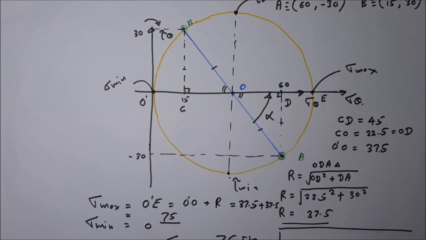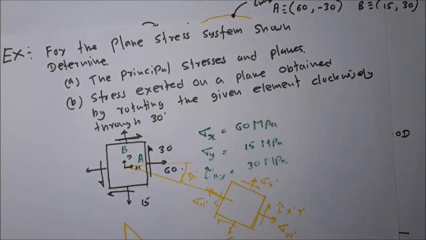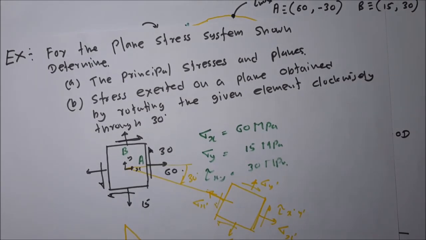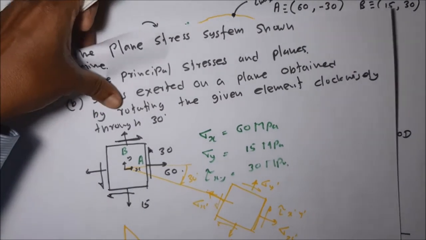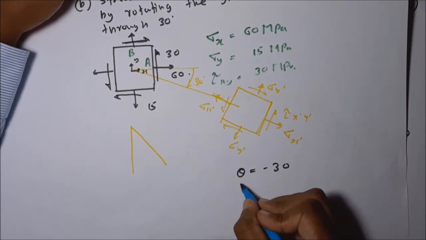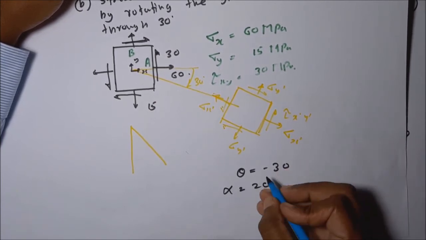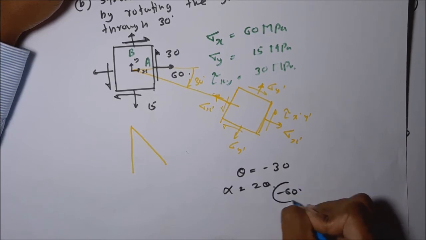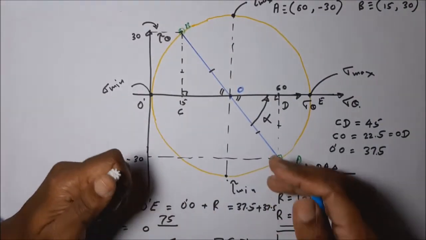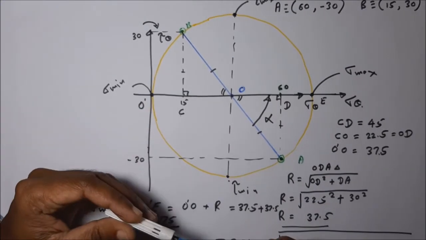This problem also asks to find the stresses at an angle of 30 degrees. The second part asks for the stress exerted on the plane obtained by rotating clockwise. If you rotate clockwise, then theta is equal to minus 30. On Mohr's plane it is double the angle, so we have to represent minus 60. From point A we take the angle measurement in the anti-clockwise direction because it is minus 60.